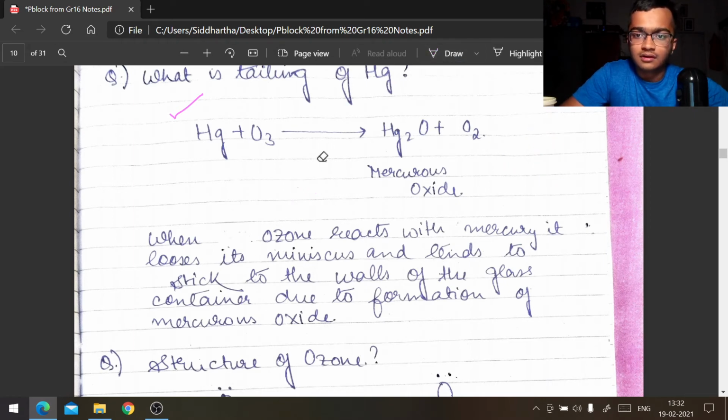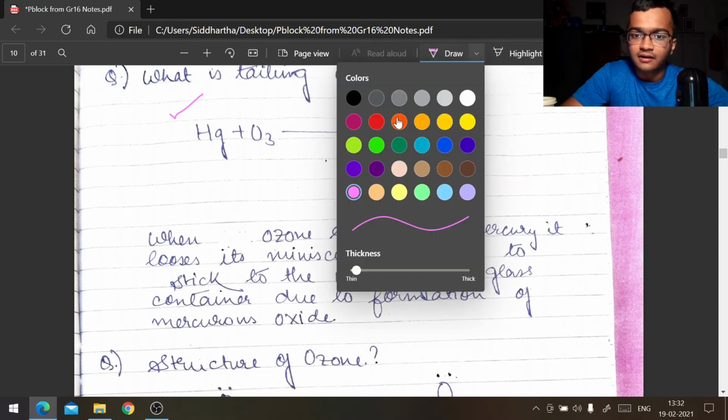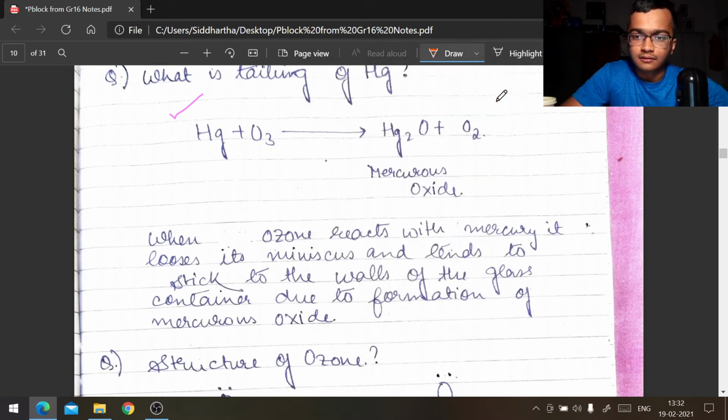Let me erase this and draw a neat diagram. Okay, suppose this is my test tube. Now this is the meniscus.